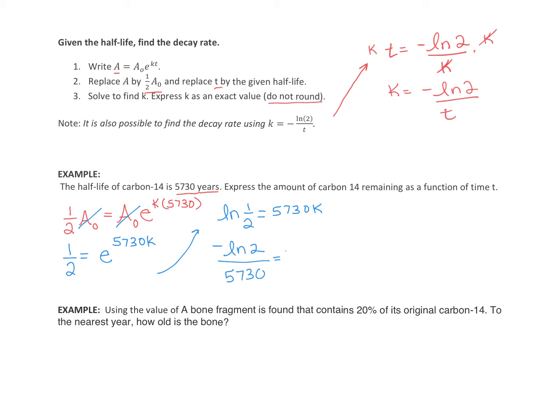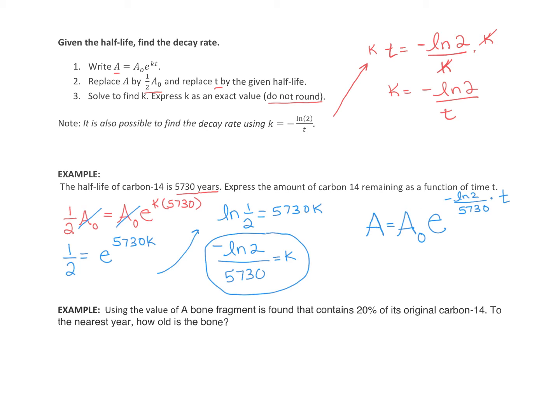minus the natural log of 2 over 5,730 equals k. So we're going to leave this in this form, and then I'm going to express the amount of carbon-14 remaining as a function of time t, and we'll say A equals a sub 0 e to the minus the natural log of 2 over 5,730 times t. This now will give the amount of carbon-14 remaining as a function of time.